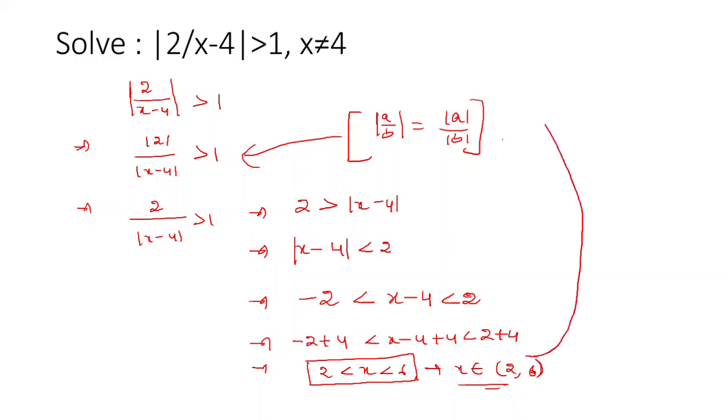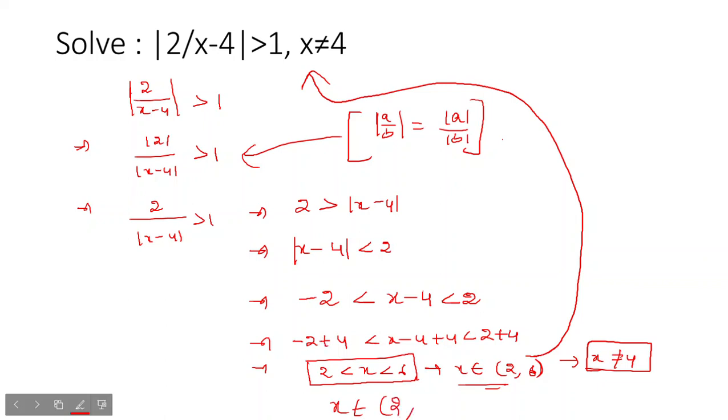So mod of 2 by x minus 4 will be greater than 1 only when x lies between 2 and 6. So likewise, we can solve all the problems of modulus functions. And another thing is that x should not be equal to 4. So the solution set is x belongs to 2 comma 6 minus 4, because it is given here that x should not be equal to 4; when x is equal to 4, then 2 by 0 becomes infinite.